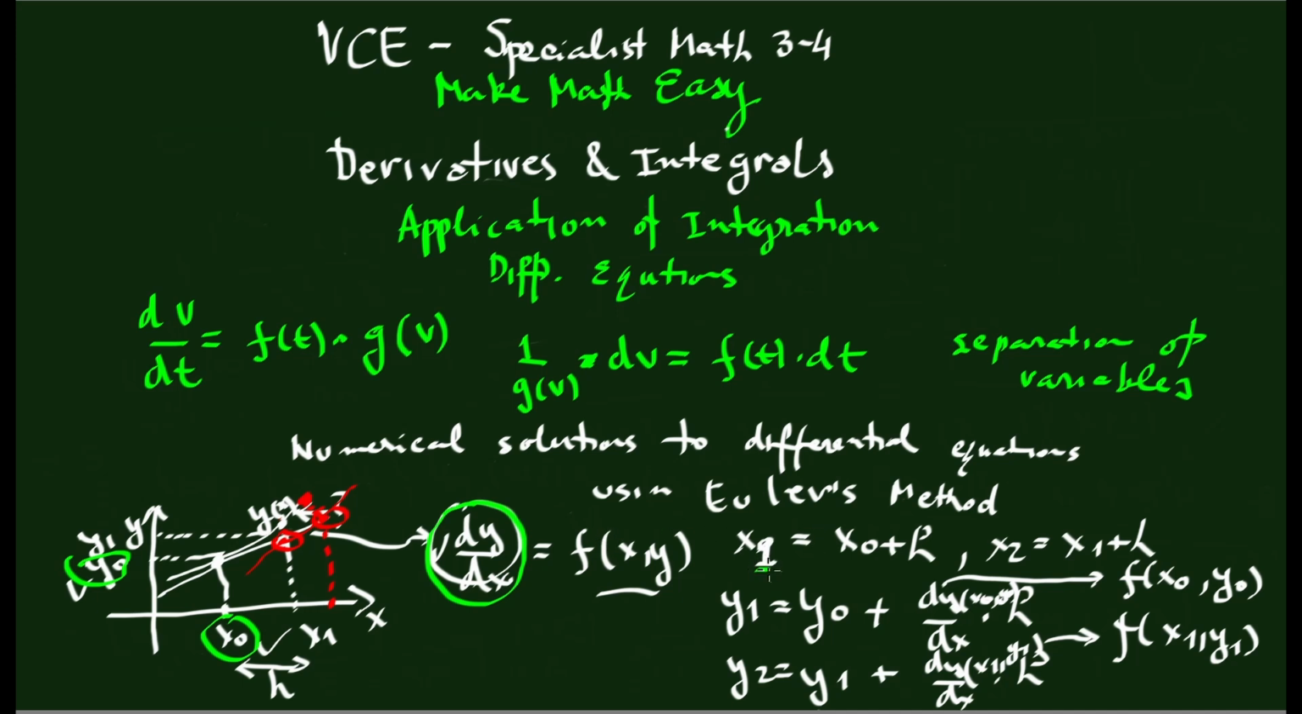So knowing this and knowing x0, you get x1. Knowing x1, you get x2. And similarly knowing the point x0, y0, the same, you get the other one. So that will be more clear on an example. Let's do an example.